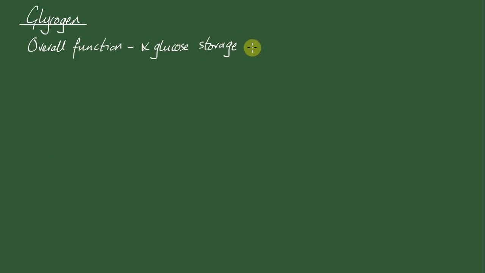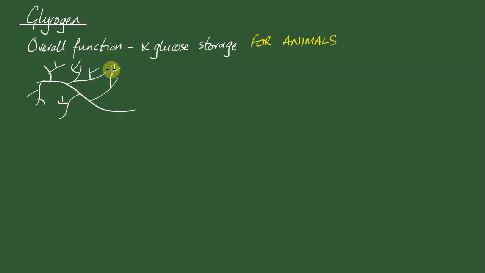And finally, we're going to move on to glycogen. And here's the overall function of glycogen. It is the alpha glucose storage molecule. And here's the important bit for animals. Glycogen is not found in plants. And I haven't bothered drawing in the individual monomers on this diagram, but I'm really hoping that you're starting to realise what the difference is between amylopectin and glycogen just from this diagram.